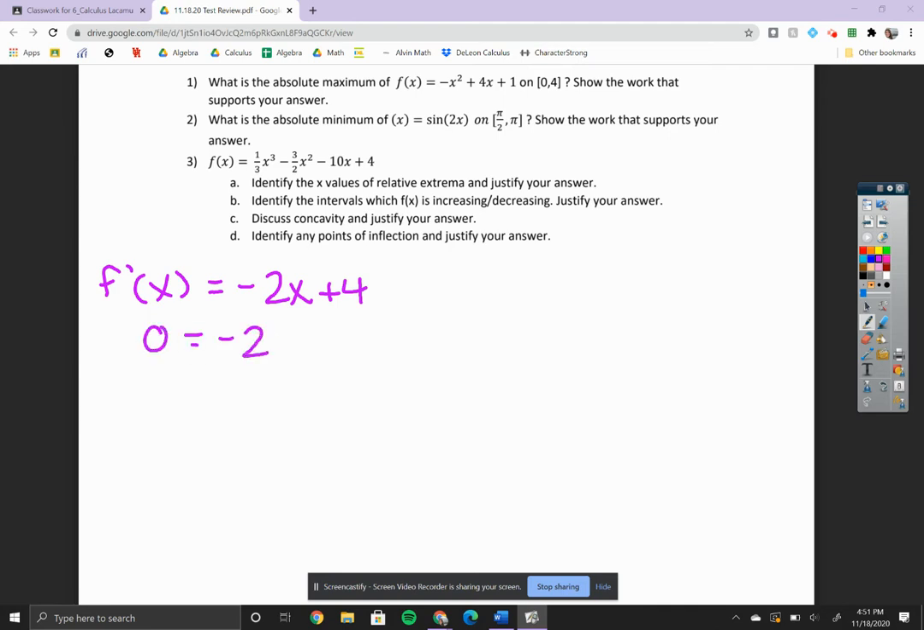Just looking at this, though, you can see that it exists everywhere, so we don't need to worry about that. And we can just set it equal to 0. So 0 equals negative 2x plus 4, which means 2x equals 4. So x equals 2. So that's going to be our only critical number here.